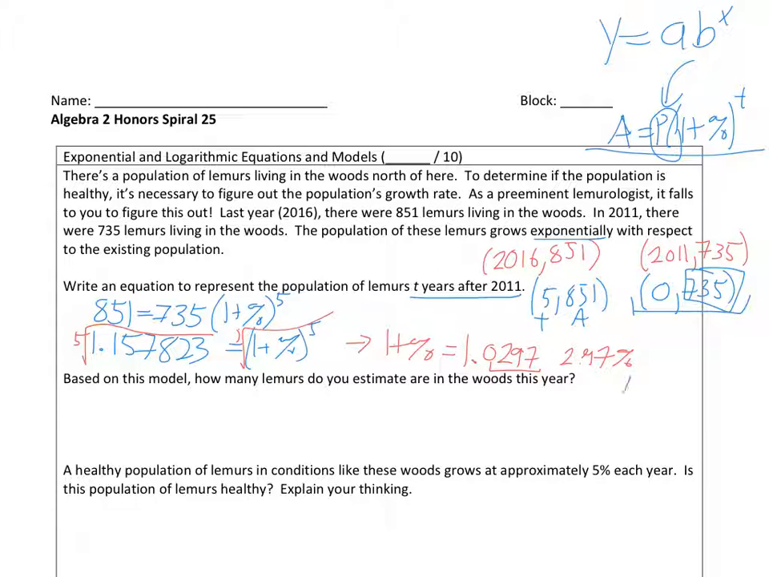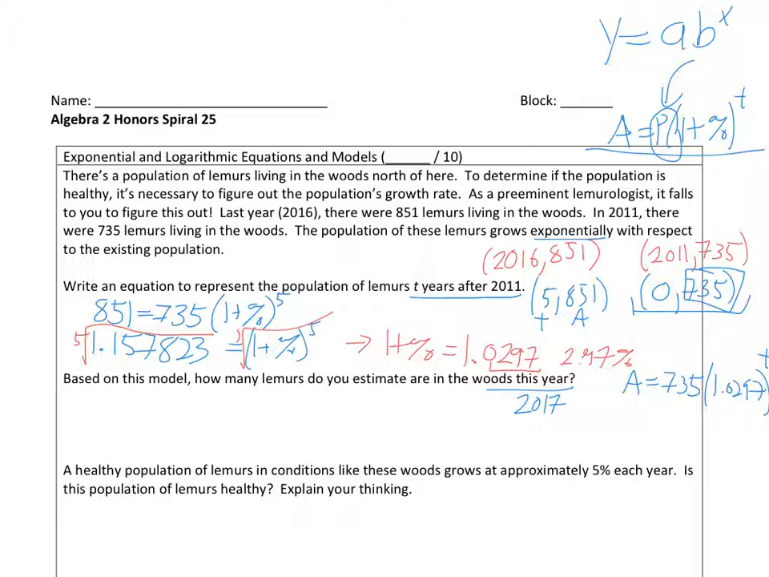Going a little bit further, our model would be the amount in a given year is going to be the initial amount, 735, times 1.0297 to the t, where t is years after 2011. And that's what I'm going to use to figure out this year. And this year, when I'm writing this, happens to be 2017.